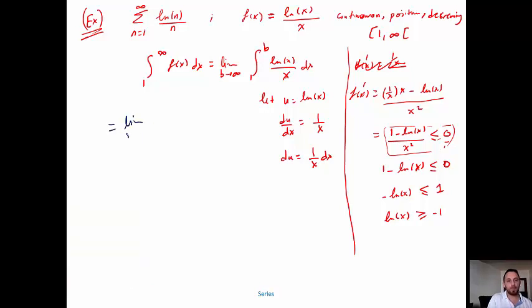Okay, so here you have ln x, which is u. You defined ln x with u, and 1 over x dx is du. So the integral of u is u squared over 2 from 1 to b. You started with x, you end up with x.